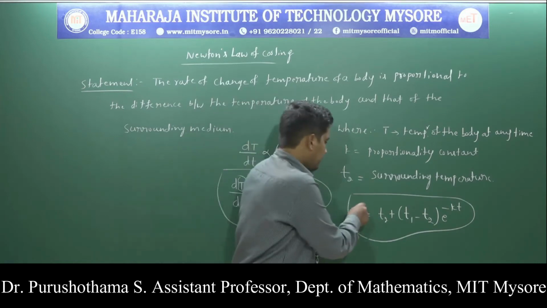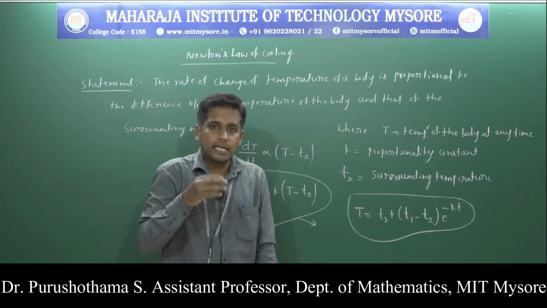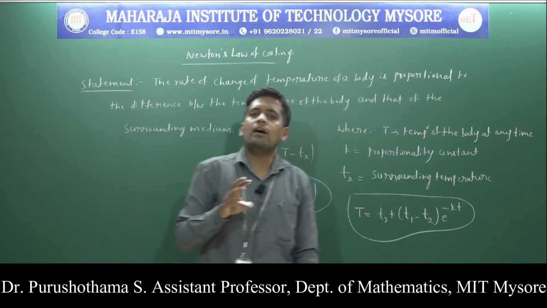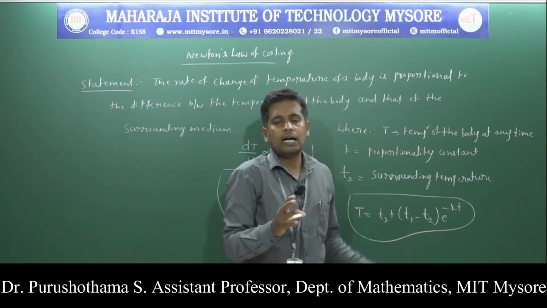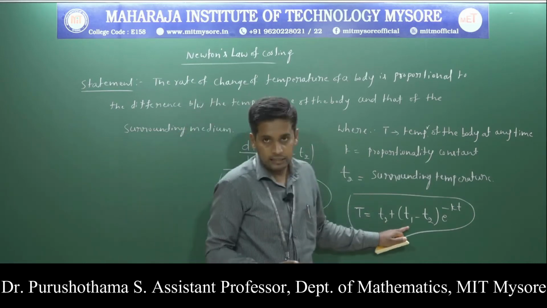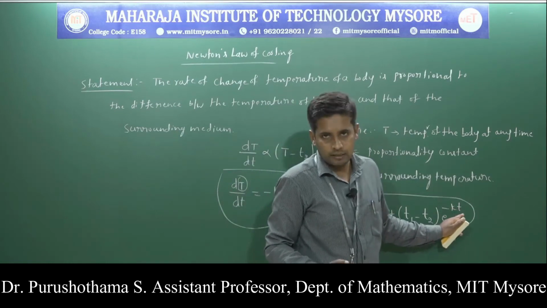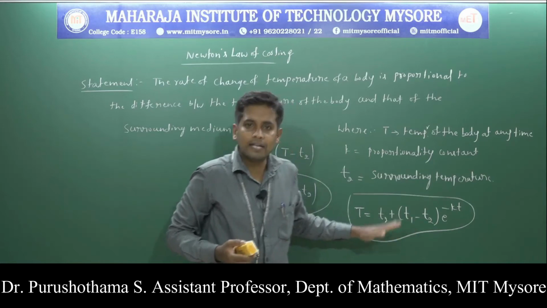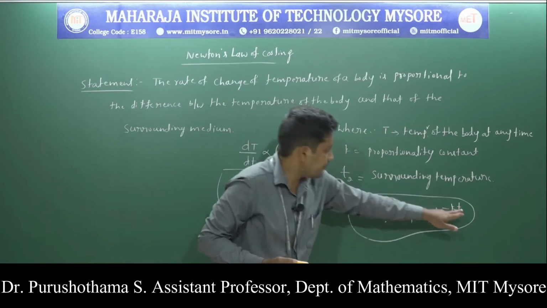Here we already know that capital T stands for the temperature of the body at any time, and T2 is the surrounding temperature or air temperature. T1 stands for the initial temperature of the body. K is a proportionality constant, and t is time. Using this expression, we can find out the temperature of an element after some time.